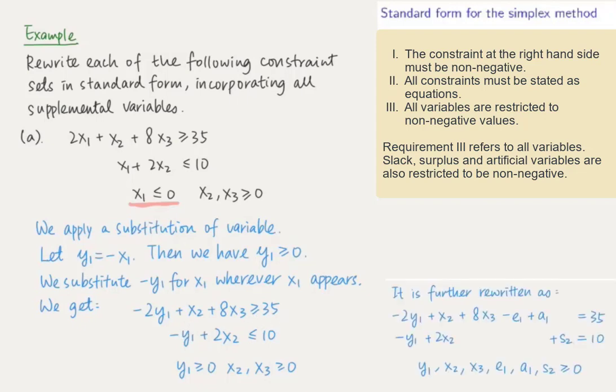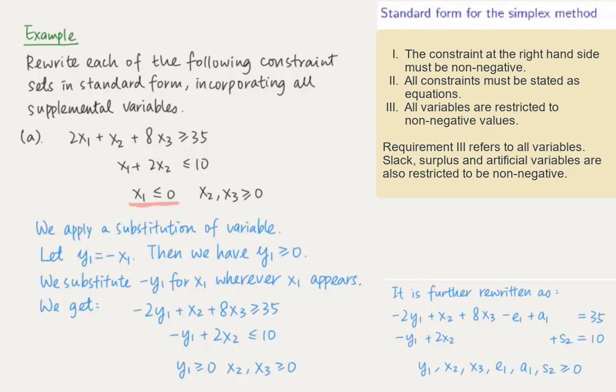For the first constraint, we subtract a non-negative surplus variable E1 and add a non-negative artificial variable A1. For the second constraint, we add a non-negative slack variable S2. Our constraint set is now rewritten in this form, where all the variables are non-negative, all the constraints are stated as equations, and the right side of each constraint is non-negative. It is now in standard form.